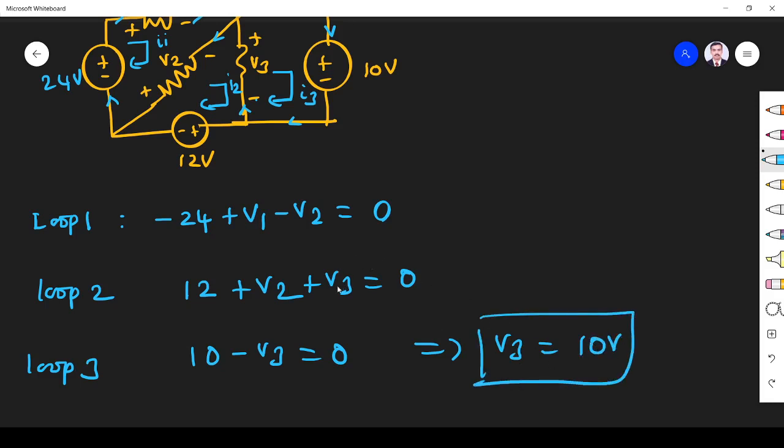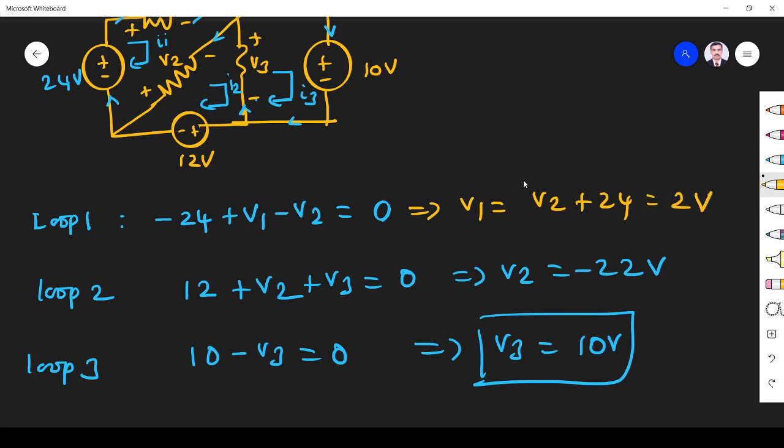V3 is 10 volt. If you substitute V3 as 10 volt here, 10 plus 12 is 22, so this implies V2 is equal to minus 22 volt. So from this we can understand V1 is equal to V2 plus 24. V2 is minus 22, so minus 22 plus 24, 2 volt.